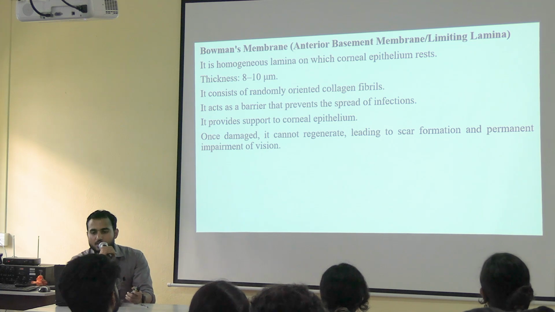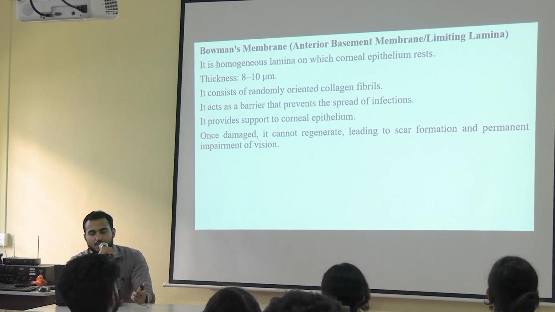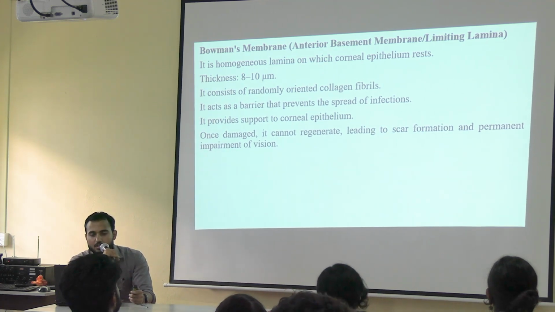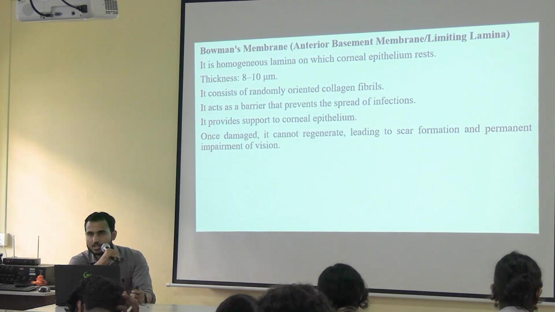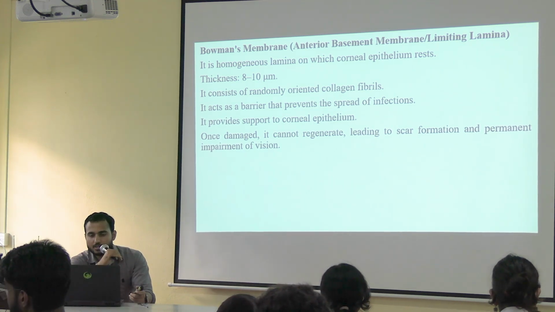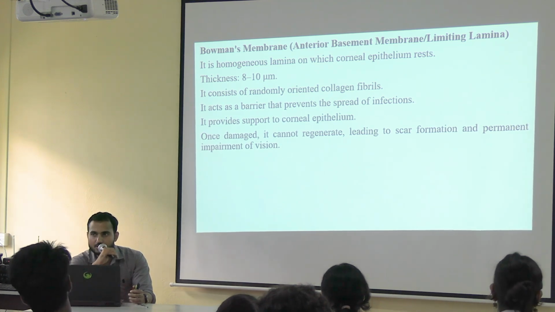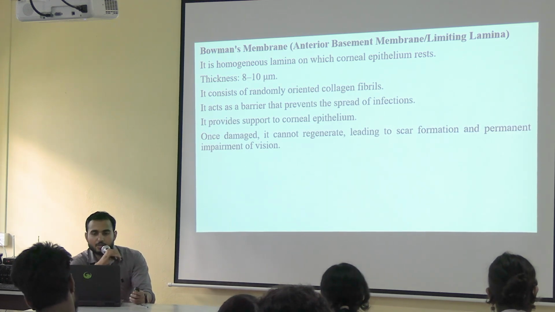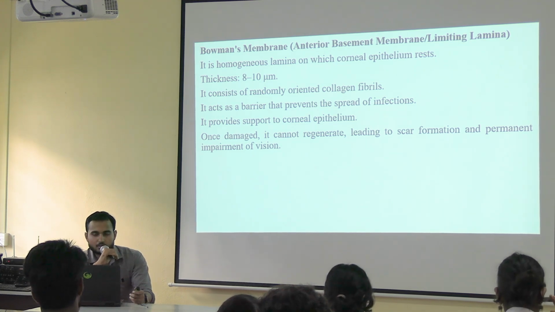So it is a homogeneous lamina where the corneal epithelium is resting. Its thickness is 8 to 10 micrometers, and it is made up of randomly arranged collagen fibrils. It acts as a barrier, prevents the spread of infection, and provides support to the corneal epithelium. If it gets damaged, the repair does not take place easily and it may impair the vision. That is Bowman's membrane, or the anterior basement membrane, also called the limiting lamina.